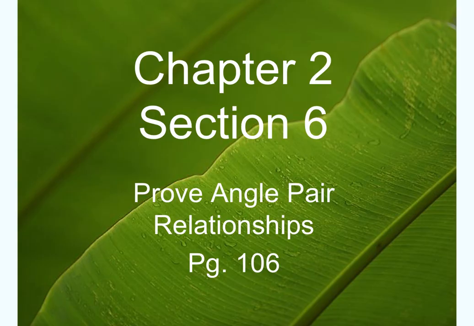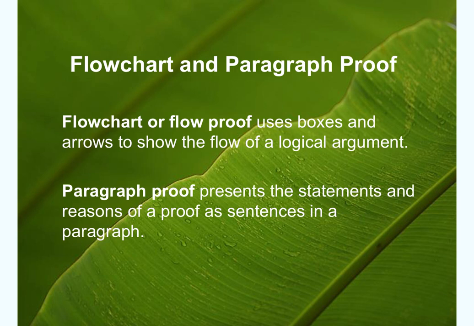All right, last section in this video, and that is chapter 2, section 6, prove angle pair relationships. So we're going to learn some more about some pairs of relationships of angles. We're going to also look at a flow chart and a paragraph proof. So remember, the flow chart or flow proof uses boxes and arrows to show the flow of a logical argument instead of the 2 columns. And a paragraph proof presents the statements and reasons of a proof as sentences in a paragraph instead of a step-by-step process.